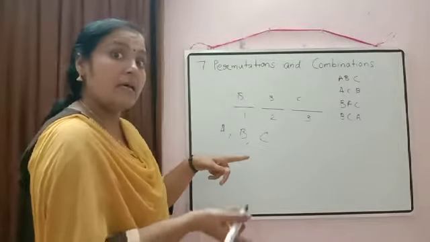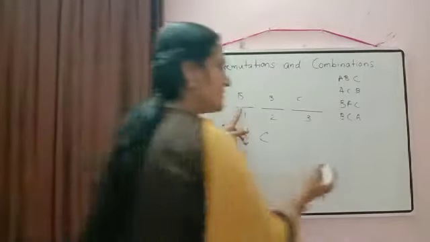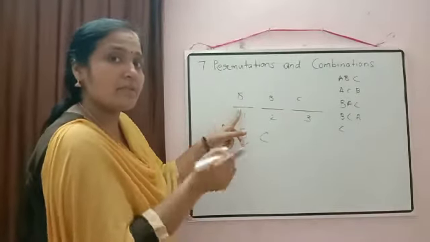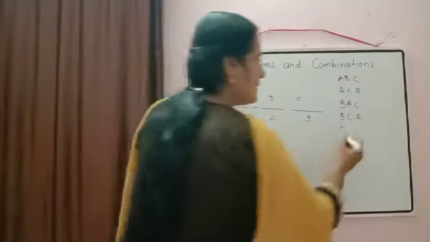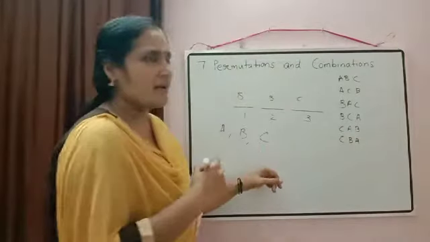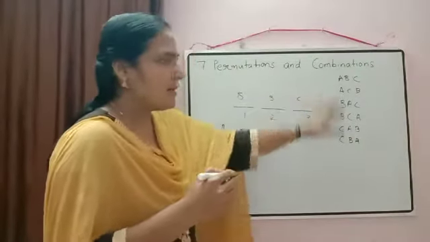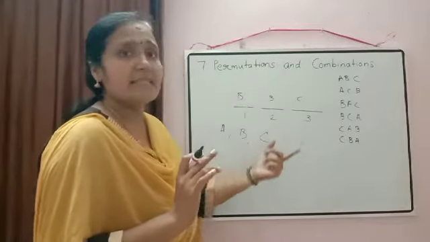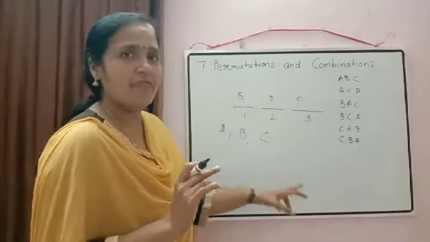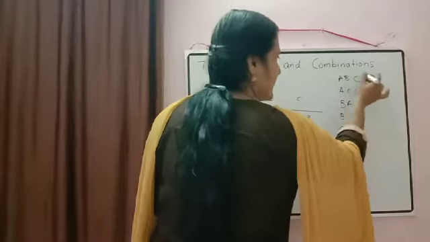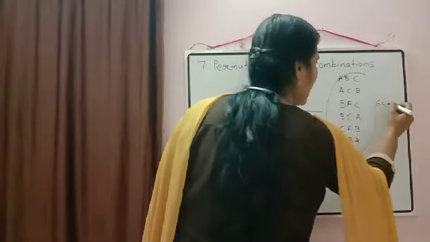One more possibility is there. What is that? C will be in the first position. Then what are the possible ways of arranging? Either A can sit here and B here, or B can sit here and A here. So these are the possible ways. There are no other ways to arrange these 3 students in these 3 seats. These are the total number of ways. So you can check 1, 2, 3, 4, 5, 6. So total 6 ways are there.